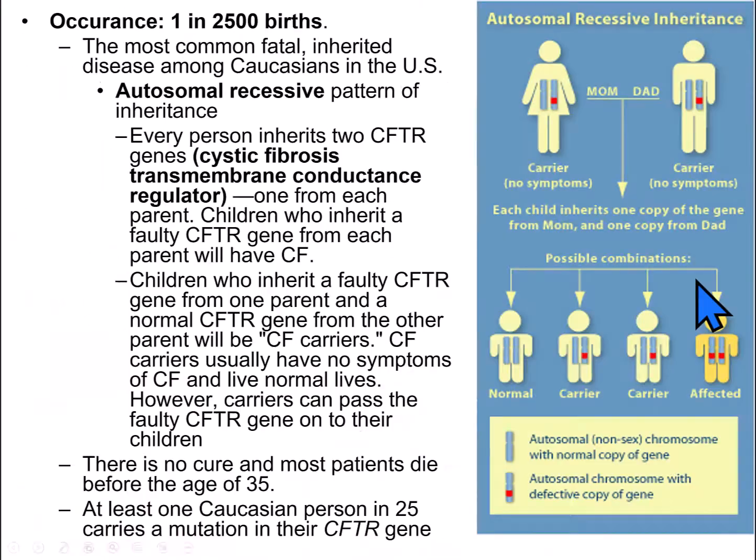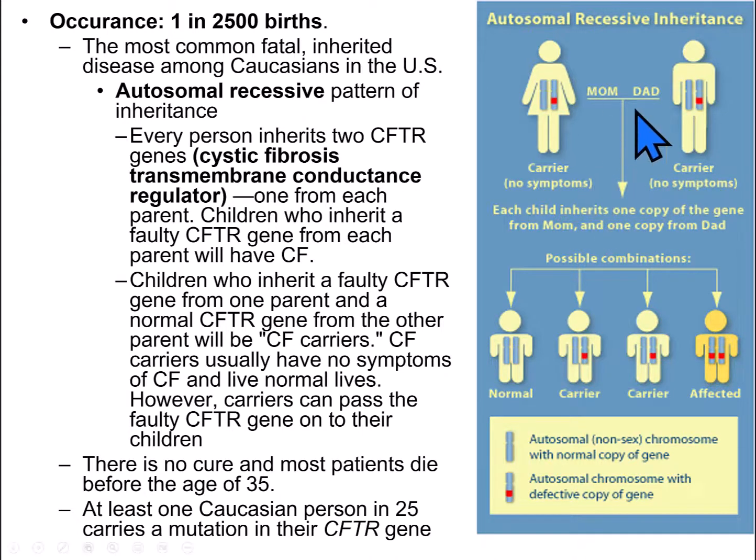The occurrence is about 1 in 2,500 births. It's the most common fatal inherited disease among Caucasians in the US, and it's considered to be an autosomal recessive pattern of inheritance. This just gives a brief overview on how you can get autosomal recessive patterns of inheritance. Every person inherits 2 CFTR genes, which is your cystic fibrosis transmembrane conductance regulator. That's that protein. And these genes are going to code for that protein that gets put in the membrane. You get one of these genes from each parent.